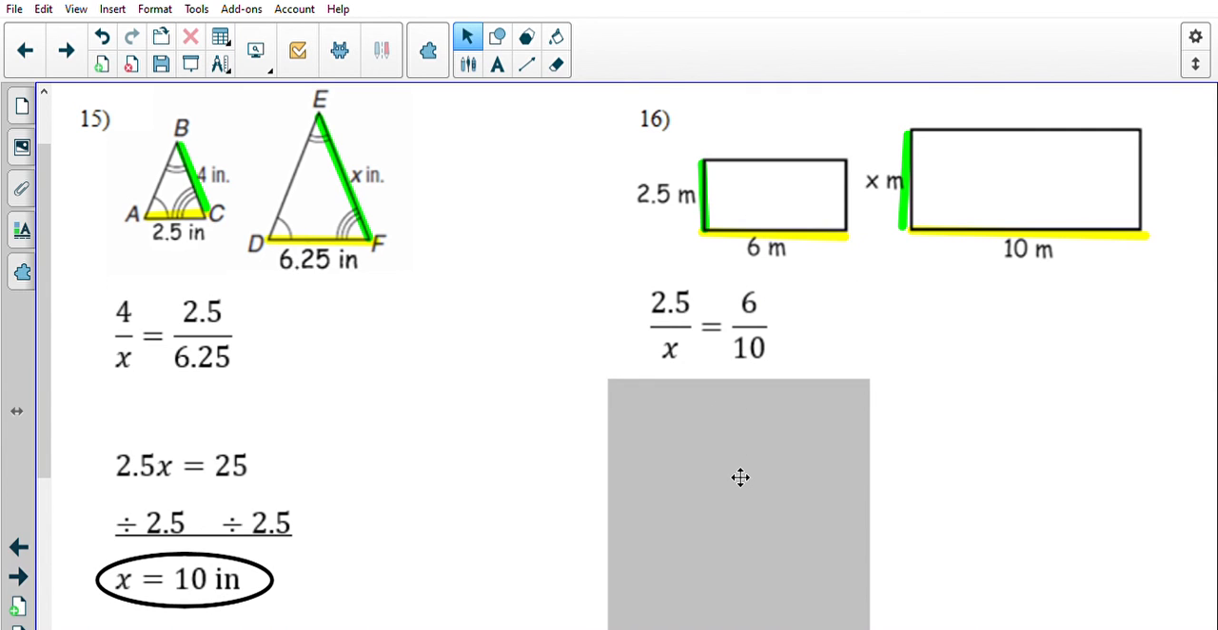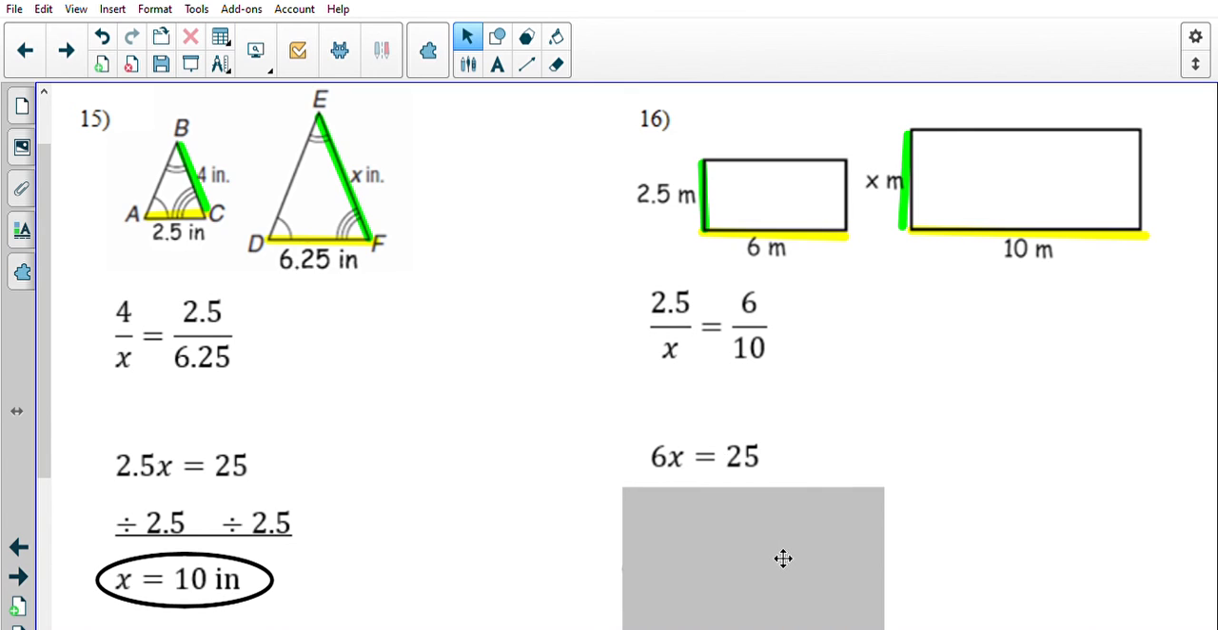So I wrote 2.5 over x, my left side to my left side, equals 6 over 10. Now notice how, since I started with my smaller rectangle, I have to start with my smaller rectangle in my second ratio. I could have also done x over 2.5, which means I would have to have 10 over 6.